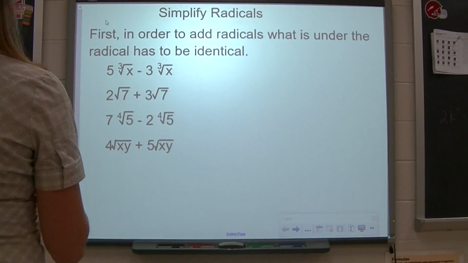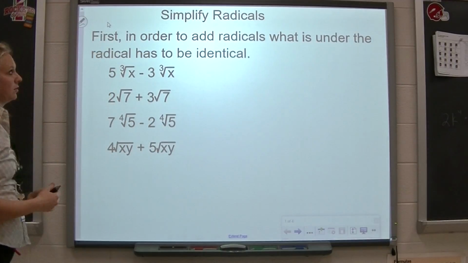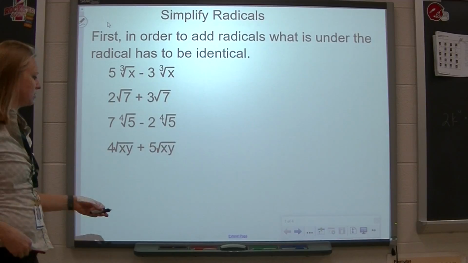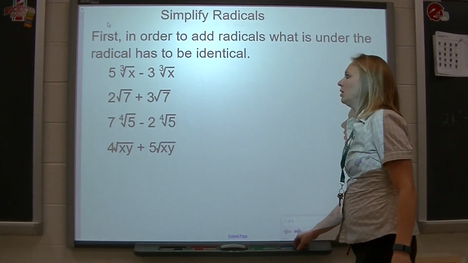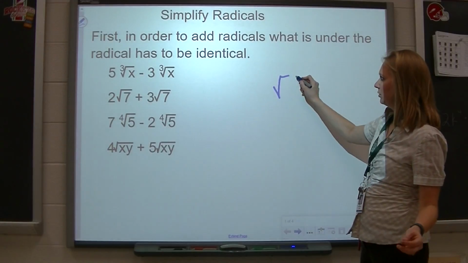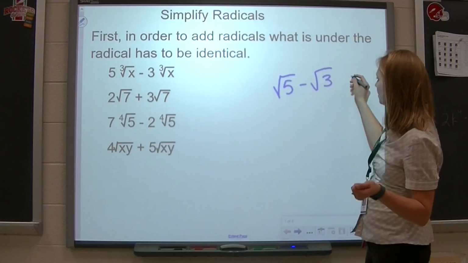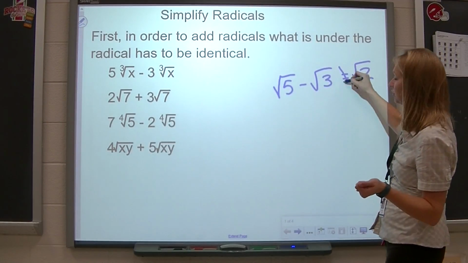Okay, simplify radicals. We discussed that in order to add radicals, we already kind of experienced this, but what's underneath the radical has to be identical. What I mean by that, if we have the square root of 5 minus the square root of 3, many of you think that that equals the square root of 2, and that is actually incorrect.